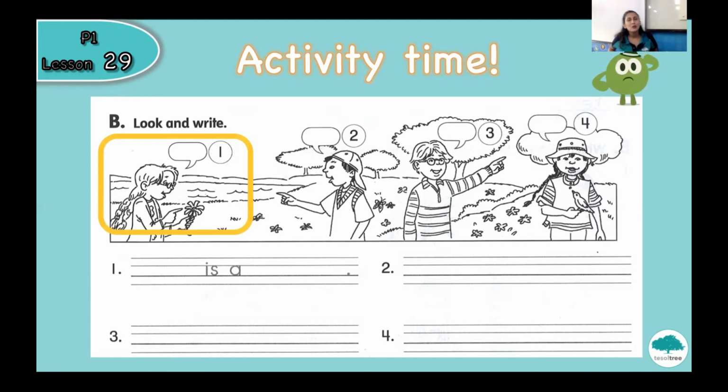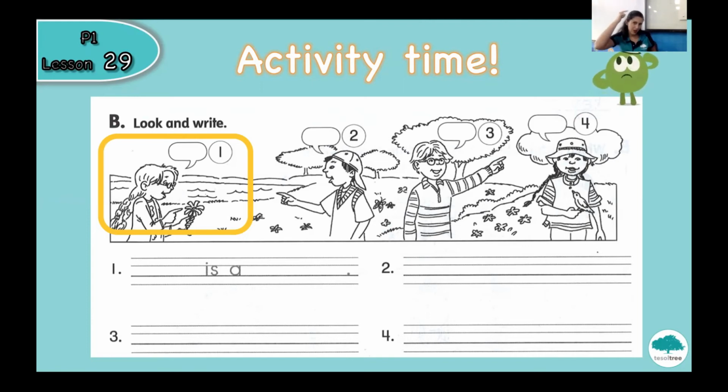P1, how do you think? What is this girl doing? She points at a flower. And the girl and the flower are very close to each other, right? So, what should we use? This or that?